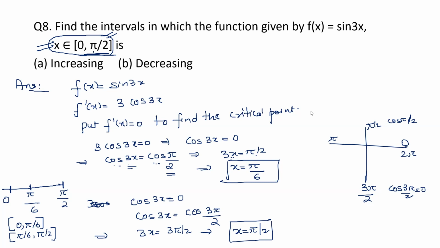Yes, to find the critical point, we have equated f dash x is equal to 0. That's why we are finding the angle for which cos is 0. No, Abdul, that is not correct.